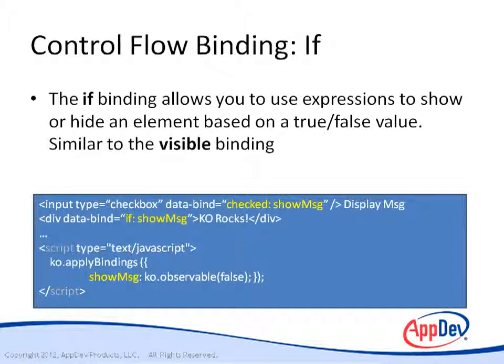So below that, we have a div with a data-bind for the if binding, and it's tied to showMessage as well. So when showMessage changes from true to false and false to true, it's going to turn that div on and off. So let's look at Visual Studio and see how this is accomplished.